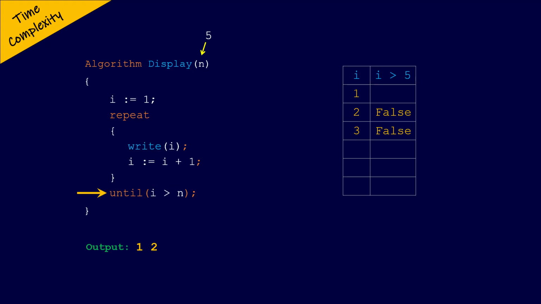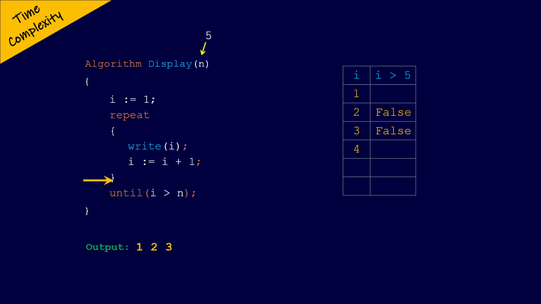Therefore, the statements inside the repeat until loop will be executed again. That is the write statement that will output the value of I, which is 3. Then we have the next statement in the loop, that is I is assigned value I plus 1. The value of I is 3, and now after it is incremented, the value of I will be 4. So we will write the current value of I, that is 4, in the table.